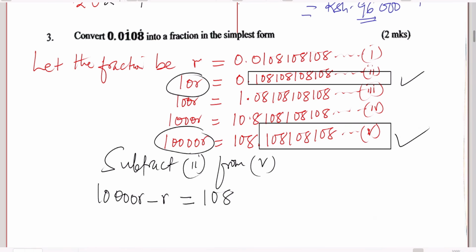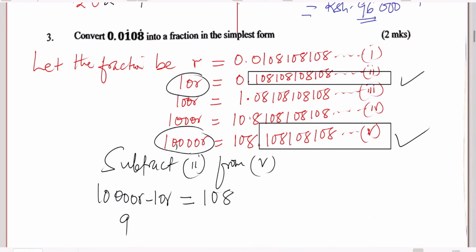So 10,000 r minus r will give 9,999 r, like that. Now this is minus 10. I forgot these, not minus r. This was supposed to be a point of correction, please. We're subtracting equation 2 from equation 5. So this is 10,000 r minus 10r. Sorry for that. 10,000 r minus 10r.